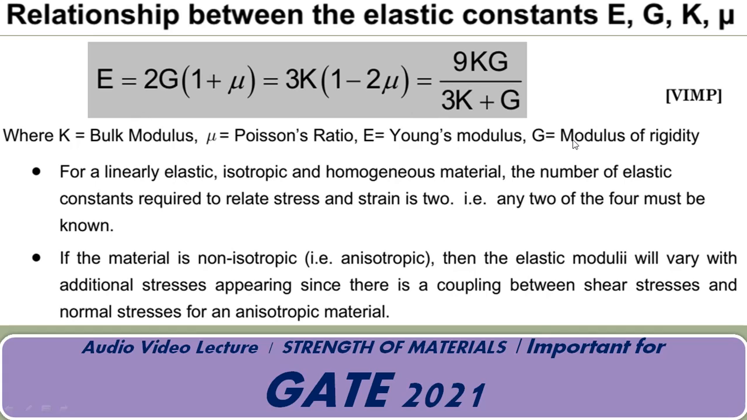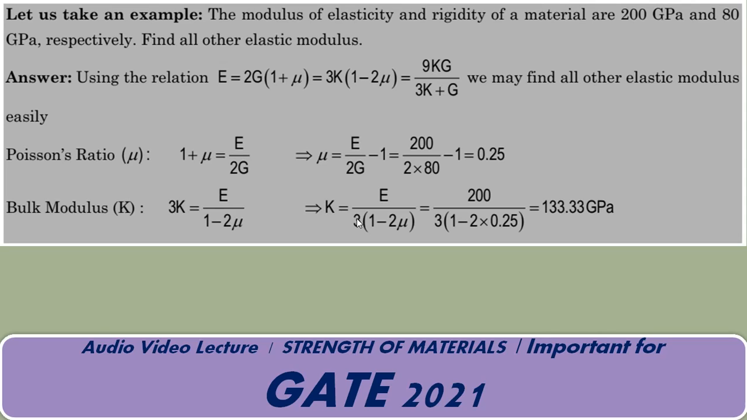So for linearly elastic, isotropic and homogeneous material, the number of elastic constants required to relate stress and strain is 2. That is, any 2 of the 4 must be known. If the material is non-isotropic, that is anisotropic, then the elastic moduli will vary with additional stresses appearing, since there is coupling between shear stress and normal stresses for anisotropic materials. Now let us take an example.